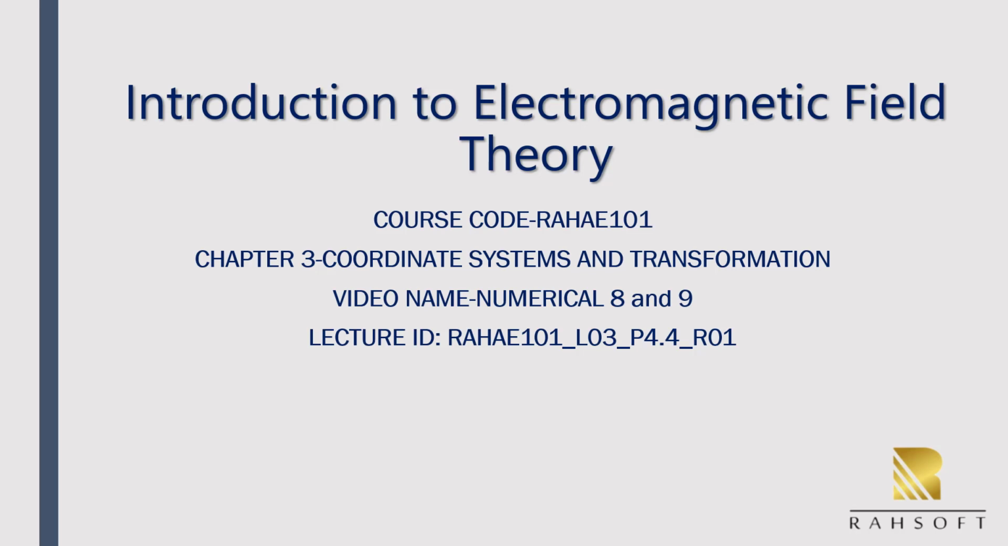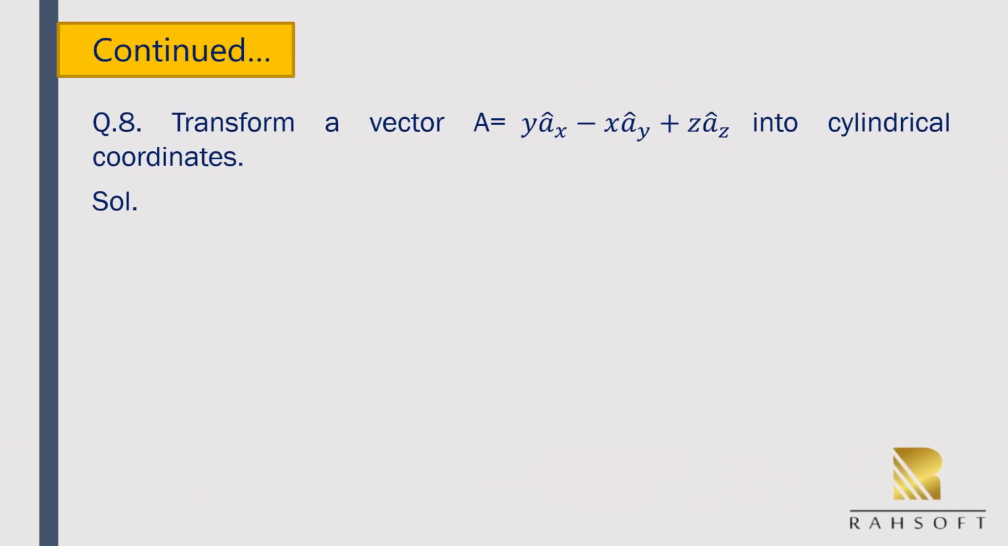Hello, now I am going to solve numerical problem 8 and 9. So this is the problem here: transform a vector into cylindrical coordinates. Let us consider the cylindrical coordinates of a given vector, A rho, A phi and A z.